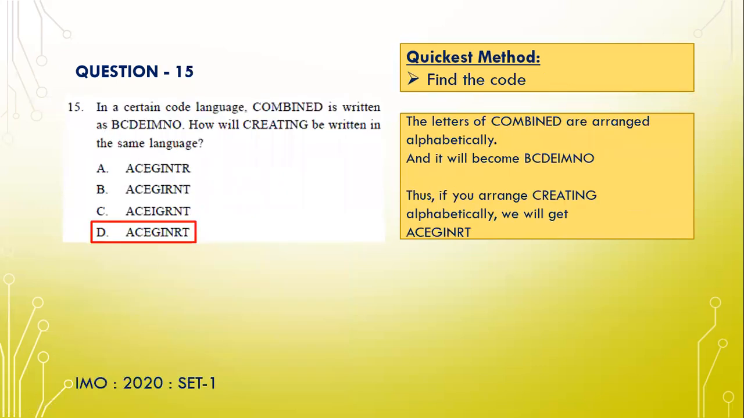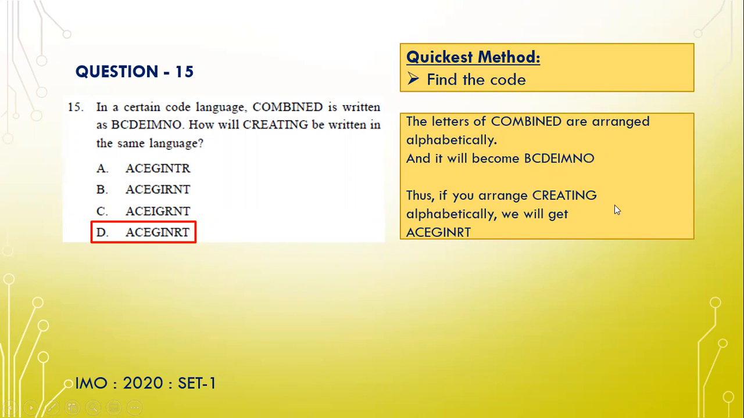In a certain code language, combined is written as B, C, D, E, I, M, and O. How will creating be written in the same language? What is the code? The code is the letters of combined arranged in alphabetical order, isn't it? A, B, C, D, E, F, G, H, I, J, K, L, M, N, O. So the same letters, C, O, M, B, I, N, E, D. You can form the word combined from these letters. The only thing is these letters are arranged in alphabetical order.